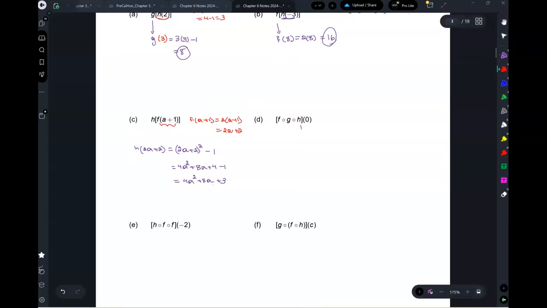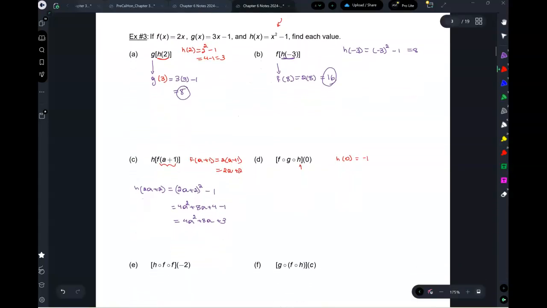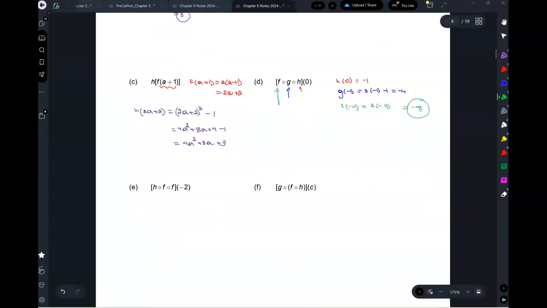Okay, this one. Let's start with f of g of h of 0. Okay, so we start with h of 0. H of 0, 0 minus 1. Okay, now let's go to the outer one. G of minus 1. 3 times negative 1 minus 1, negative 4. And let's go to the outermost one. F of negative 4 is what? 2 times negative 4, negative 8, and you're done. Very, very easy.